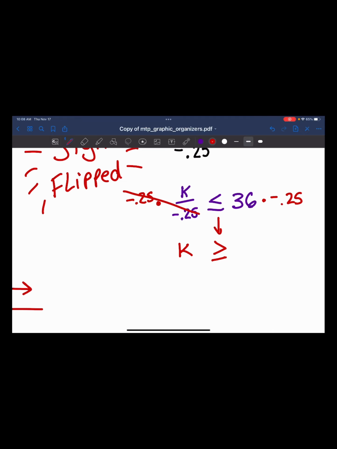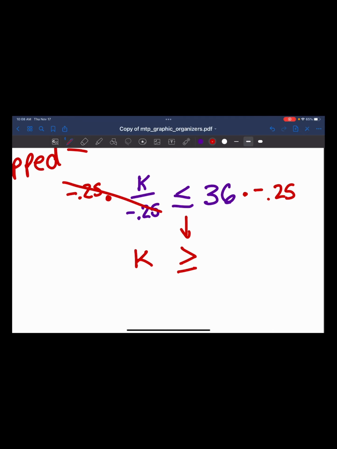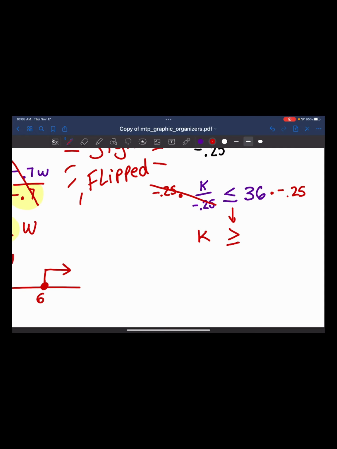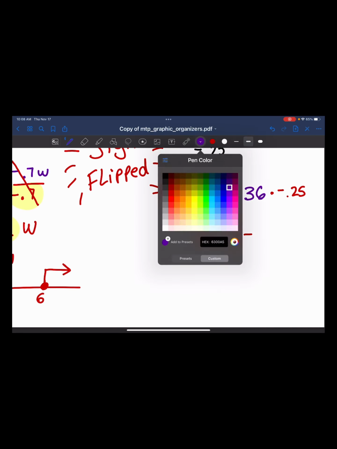But now we got some bonus math to go do over here. 36 times -0.25. I know my answer is going to be negative because one negative times a positive is still a negative. So I'm going to do that real quick. And then I'm just going to go over here with a different color. I'm going to go do this bonus math, okay?